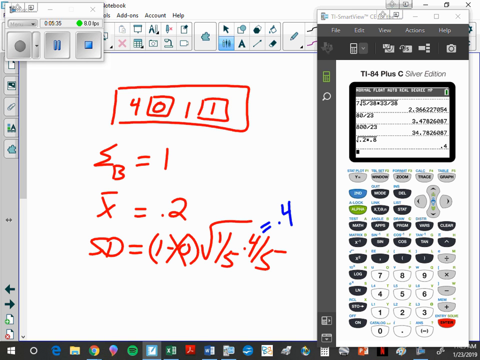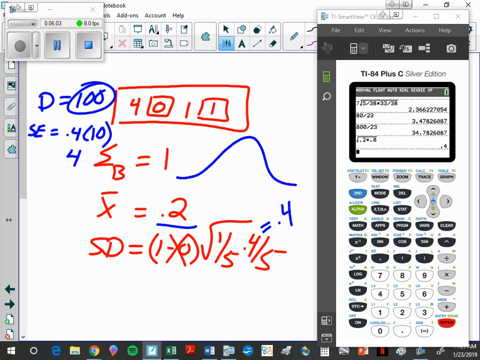Okay, we're going to draw 100 times. So n equals 100, which means that the SE is going to be 0.4 times 10, which is the square root of 100, which gives me 4. If I draw 100 times, what am I expected to earn? 100 times 0.2, which is 20. So my average is 20 plus or minus 4.